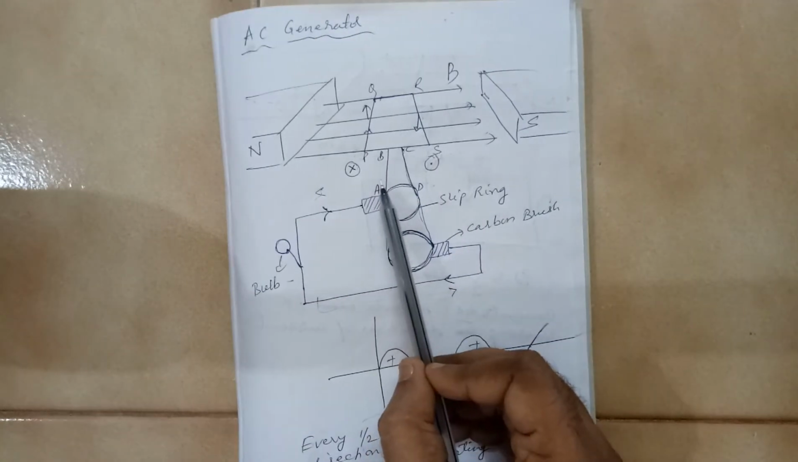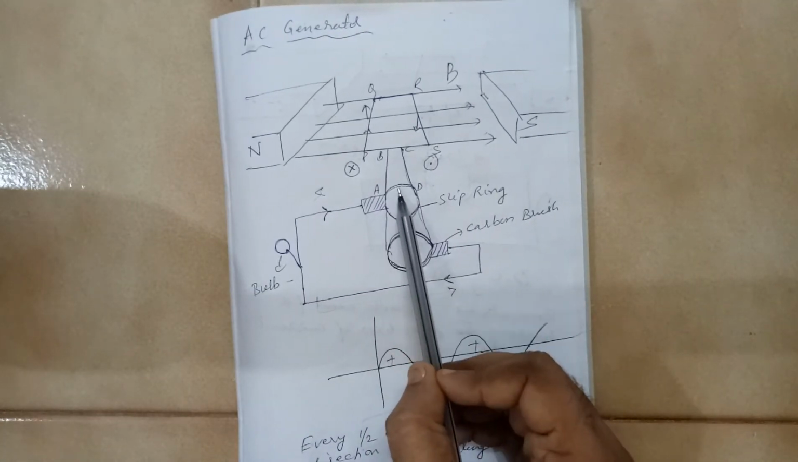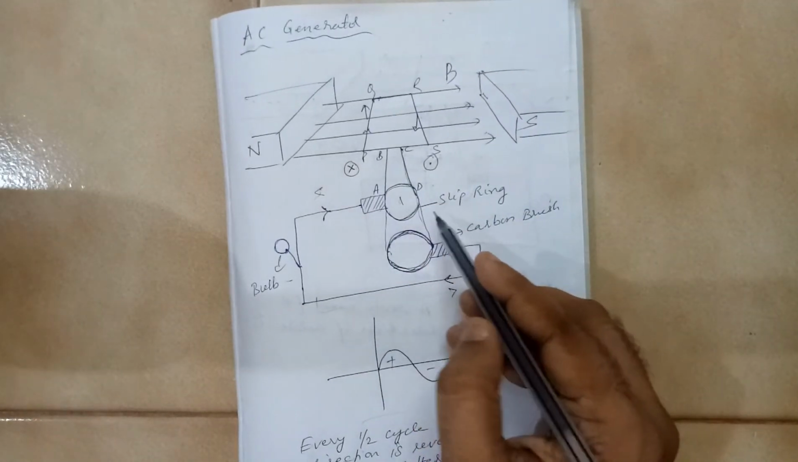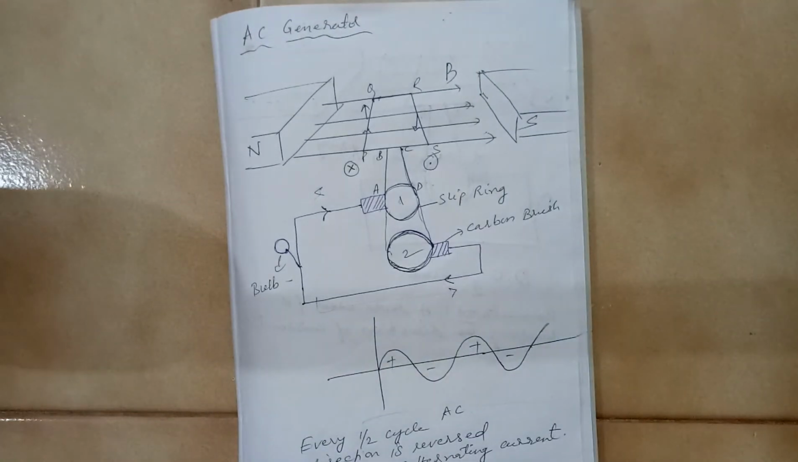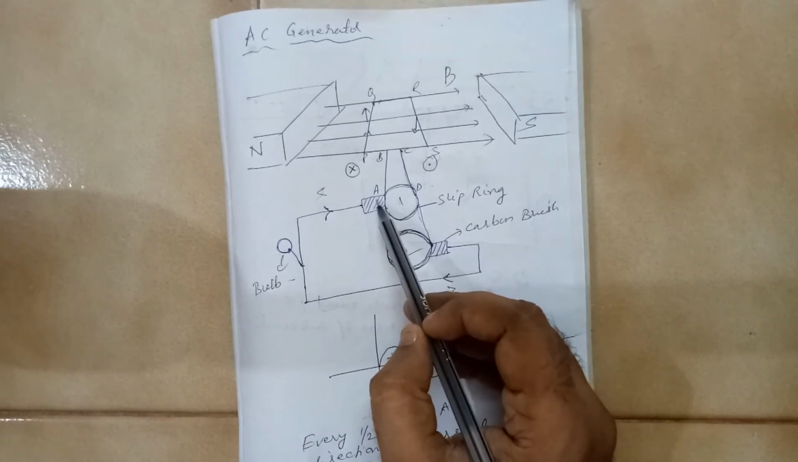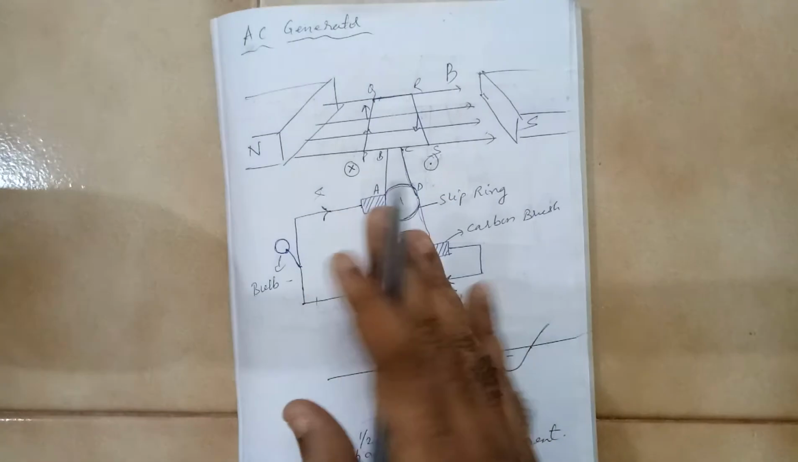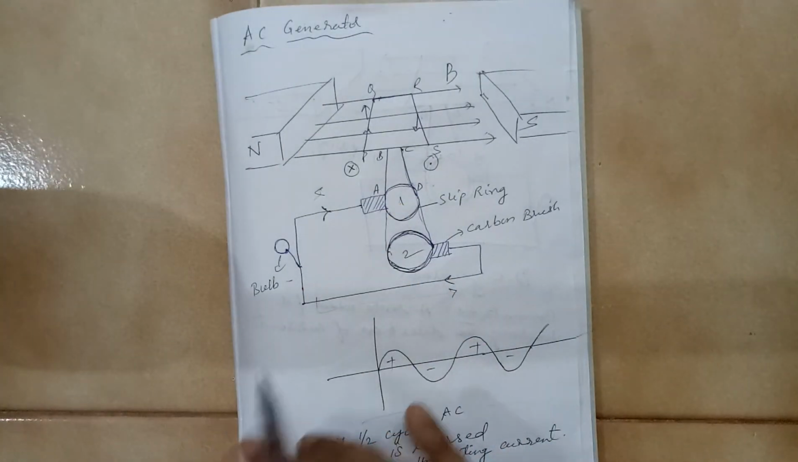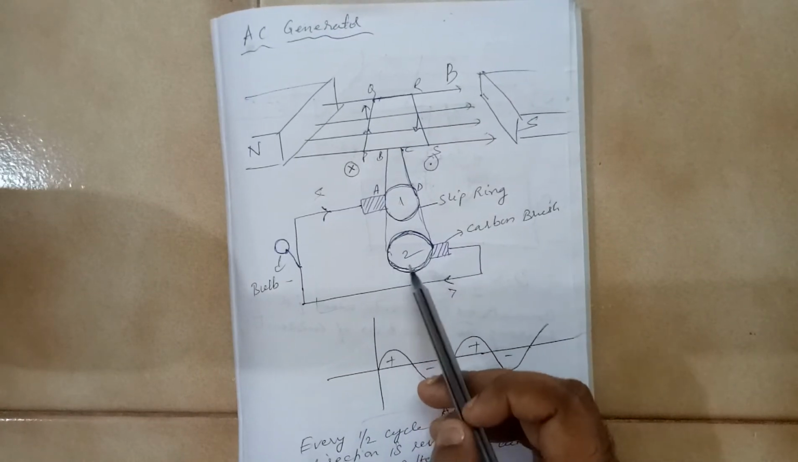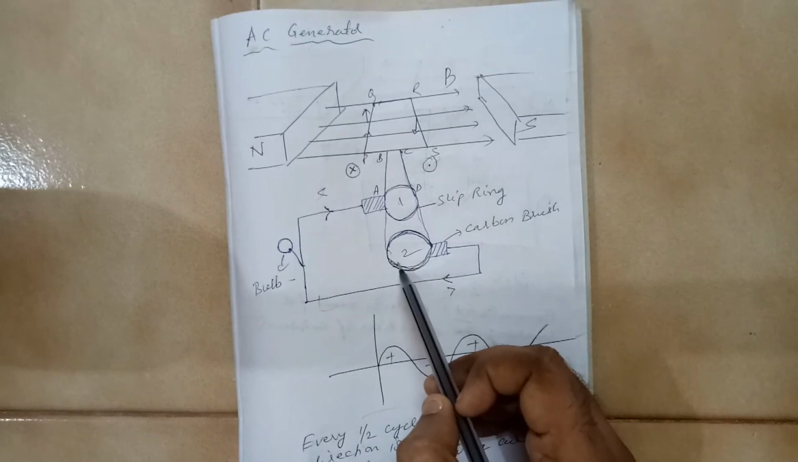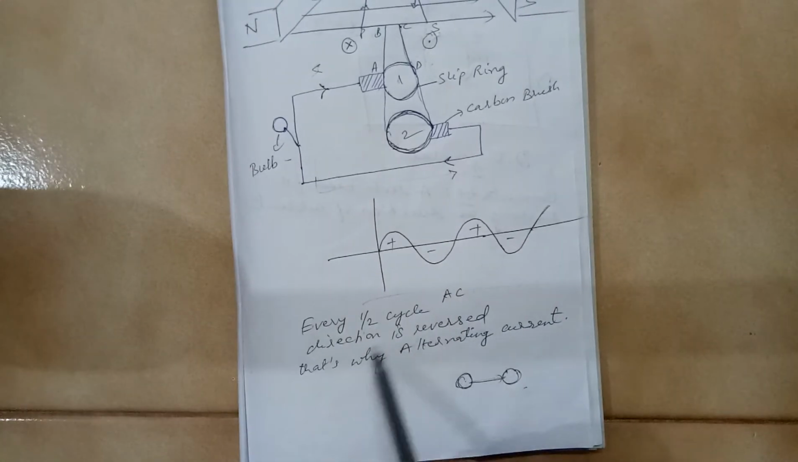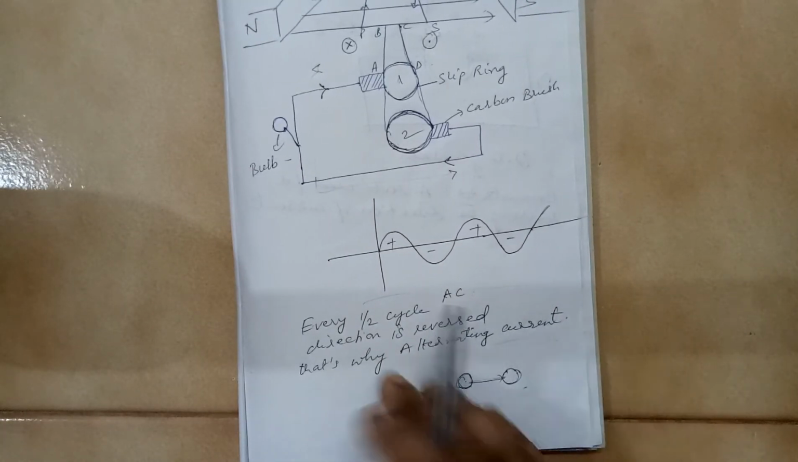So when this rotates, the slip ring also rotates. And this wire will be in contact with this slip ring only. AB will be connected to slip ring 1 only, and CD will be connected to slip ring 2 only. So when it rotates, this is in touch with this, and from here the charges are going. And after every half a cycle, what is happening? The direction is getting reversed. Similarly, CD is connected only to slip ring 2. So this is the mechanism of an AC generator. After every half a cycle, the direction is reversed. That's why it is alternating current.